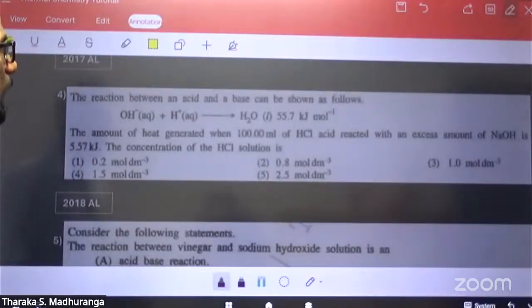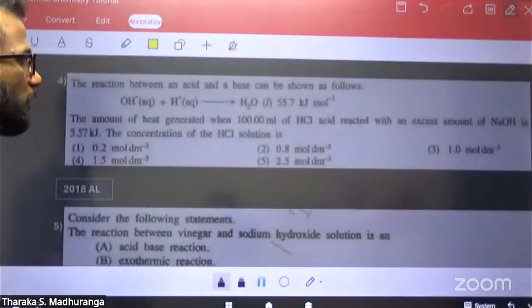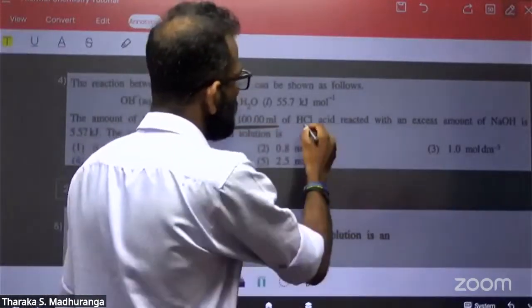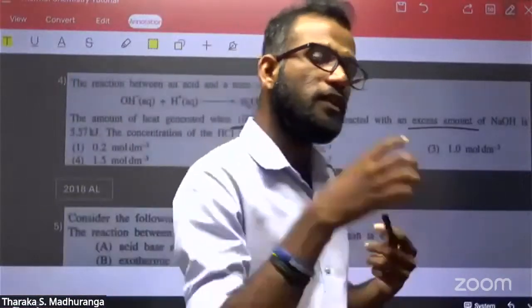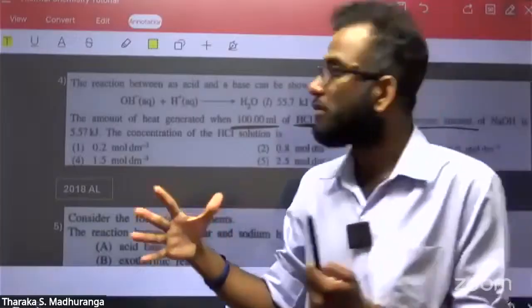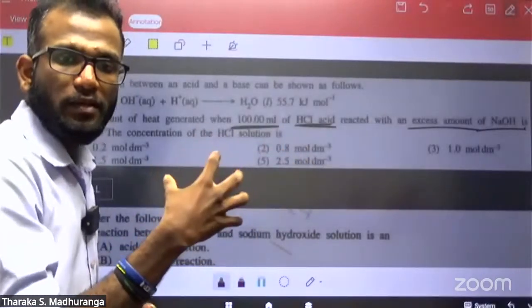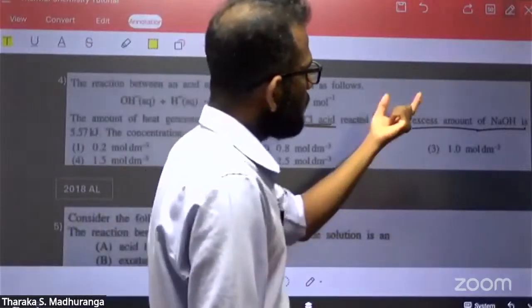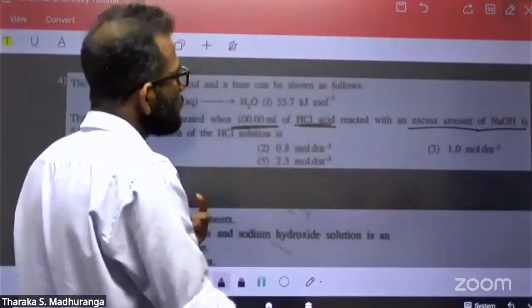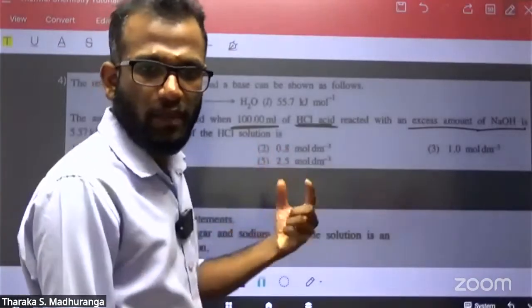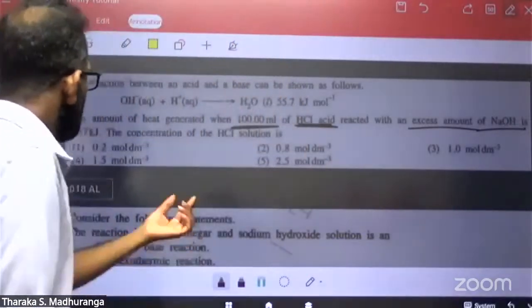The reaction between an acid and a base can be shown as follows. The amount of heat generated when 100 milliliter of HCl acid reacted with an excess amount of sodium hydroxide. In the last week's tutorial, in the final question, I explained this. Excess amount means sodium hydroxide is not limited, the required amount we can supply. HCl is the limited one. I think you remember the last week's final question, where this type of question was fully discussed with all steps.